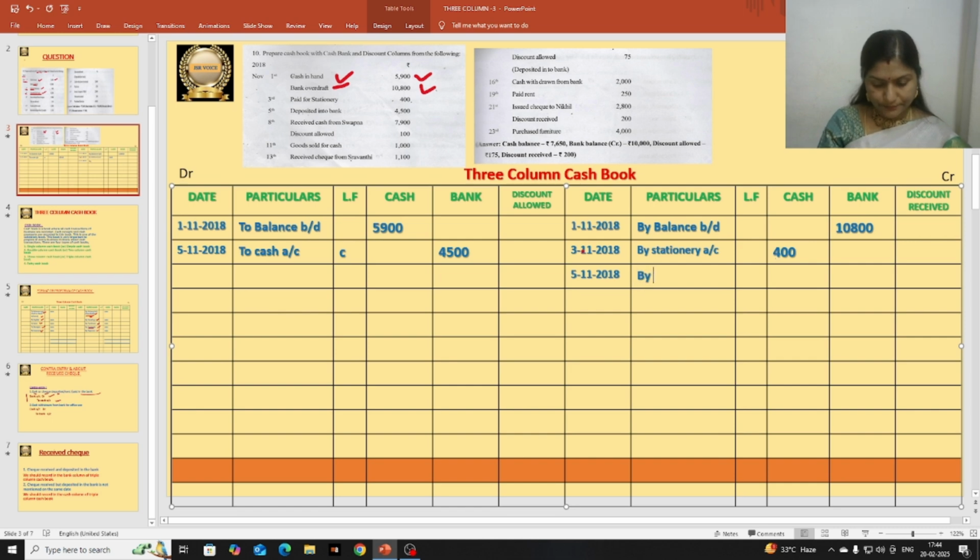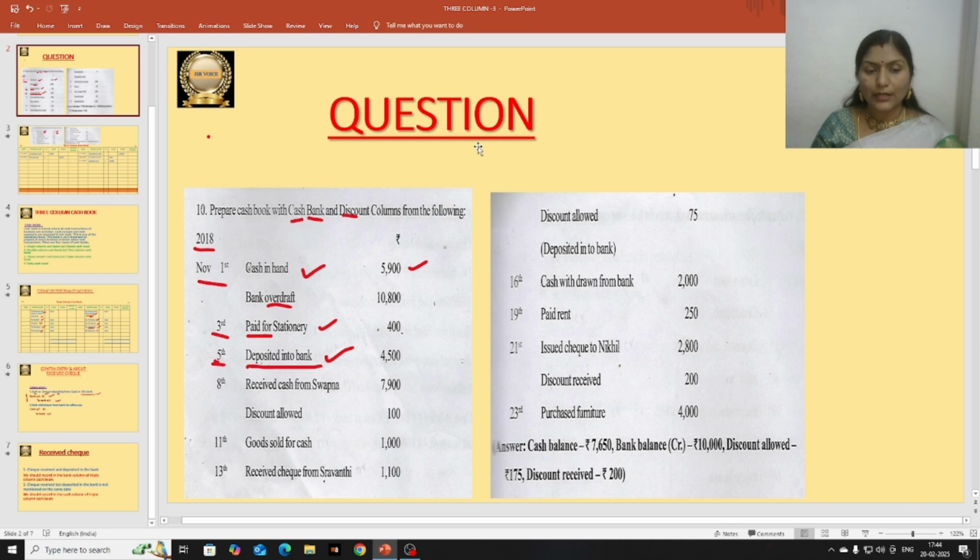By bank account, LF column C, and we will put the amount in the cash column. Cash column, how much? Same amount, 4,500. Okay, so this one is finished. Let us go and look into the next transaction. That is the 8th date. The next transaction is on the 8th date.